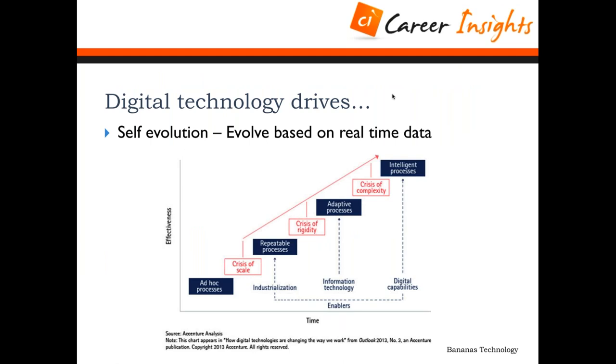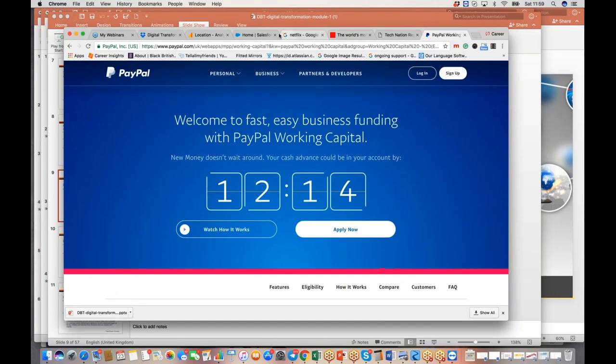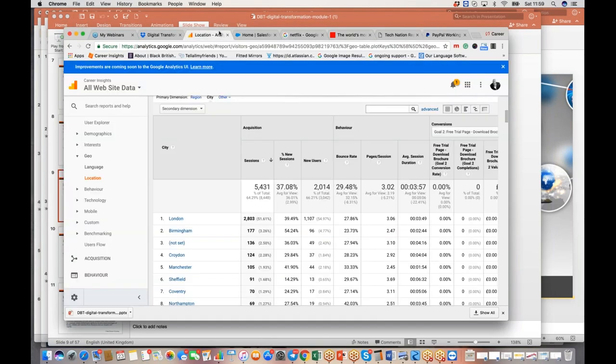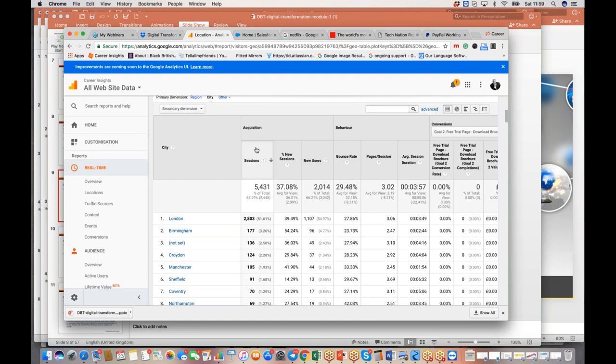What does digital technology drive? Well, self-evolution, as we are where we are right now, and we're now evolving based on real-time data. So what does this mean? Do you know that I can actually find out who is on my website right now? I can go to what we call real time, and I would know exactly who is on my website and what they are doing on it.